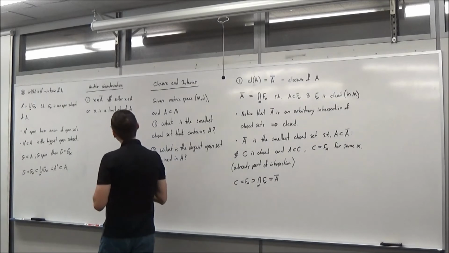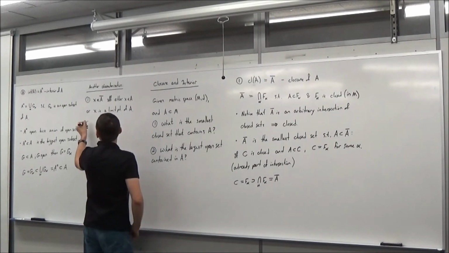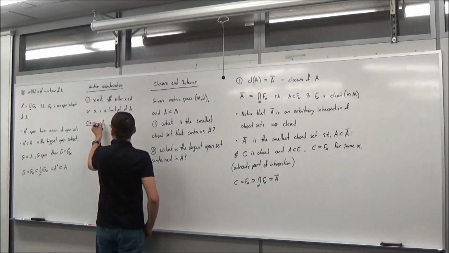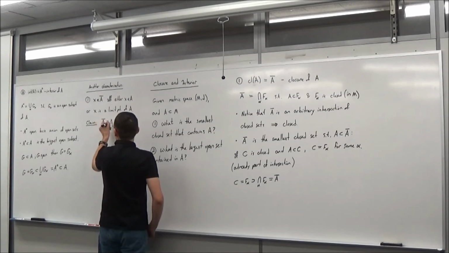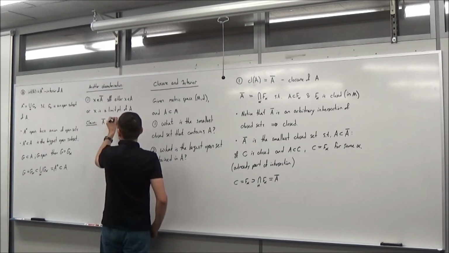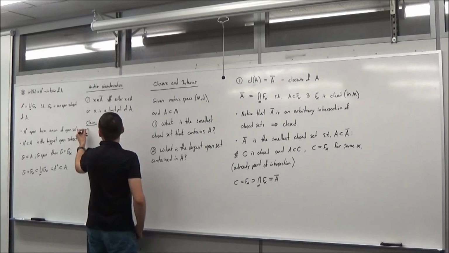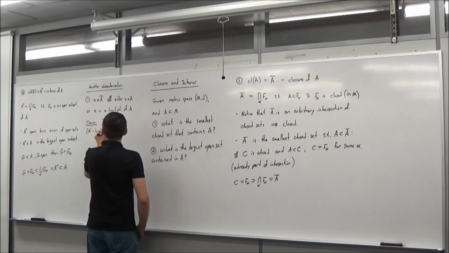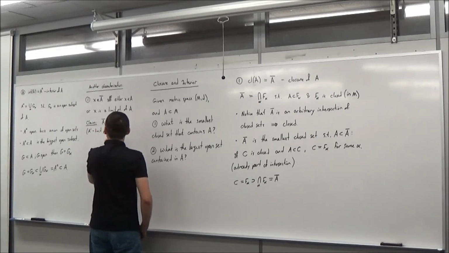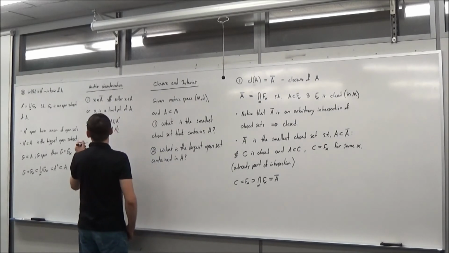So, claim. That's what I'm saying. The claim is that A closure is just equal to A union with the limit points. So you remember that A bar is A union the limit points of A. Okay. Let's try to verify it. So, proof.